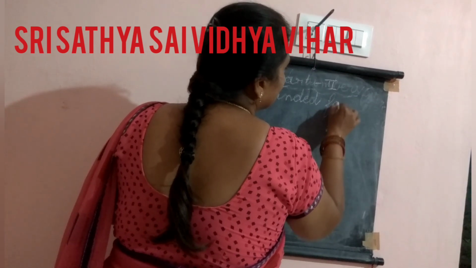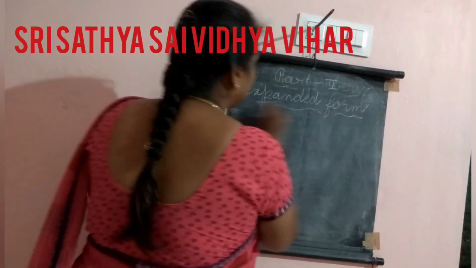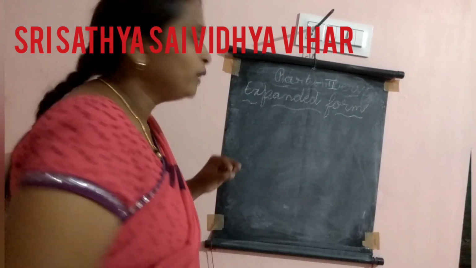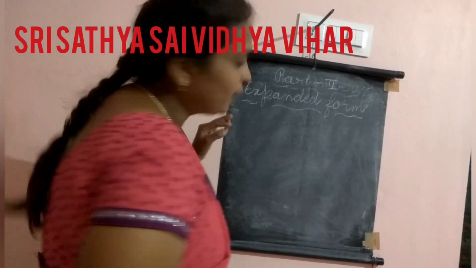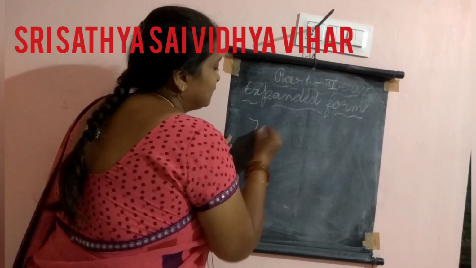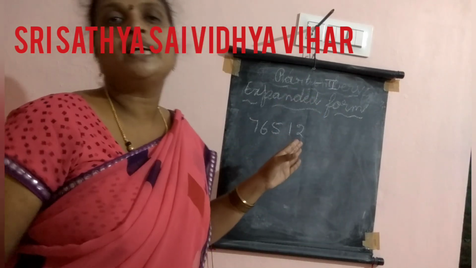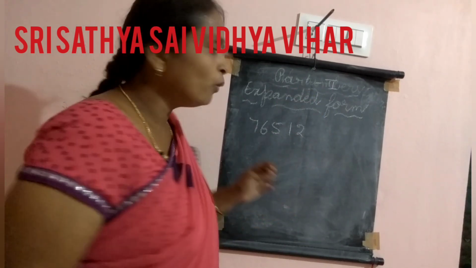Expanded form means, for example, I am taking some example here. I am taking 76512. I want to write the place value of this number. How can we say?